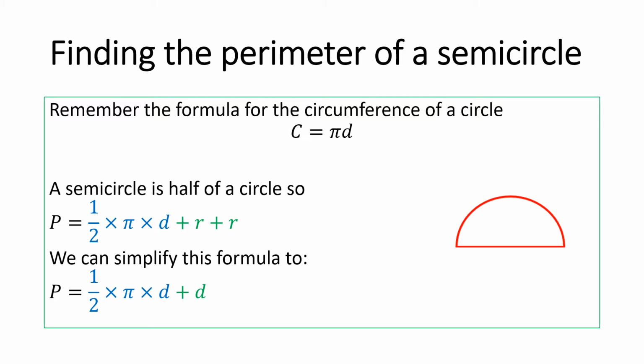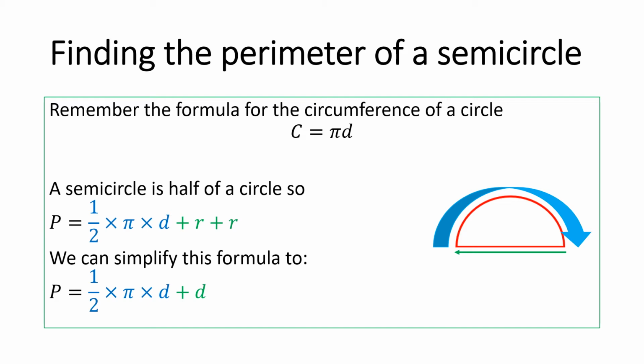Well, because a semicircle is half of a circle, we can use this formula to find the arc, the distance around the arc part of the semicircle. And we have perimeter equals half times pi times d. And then to get the rest of the way around the semicircle along the bottom flat bit, that's two radiuses. So we're going to say plus r and plus r.